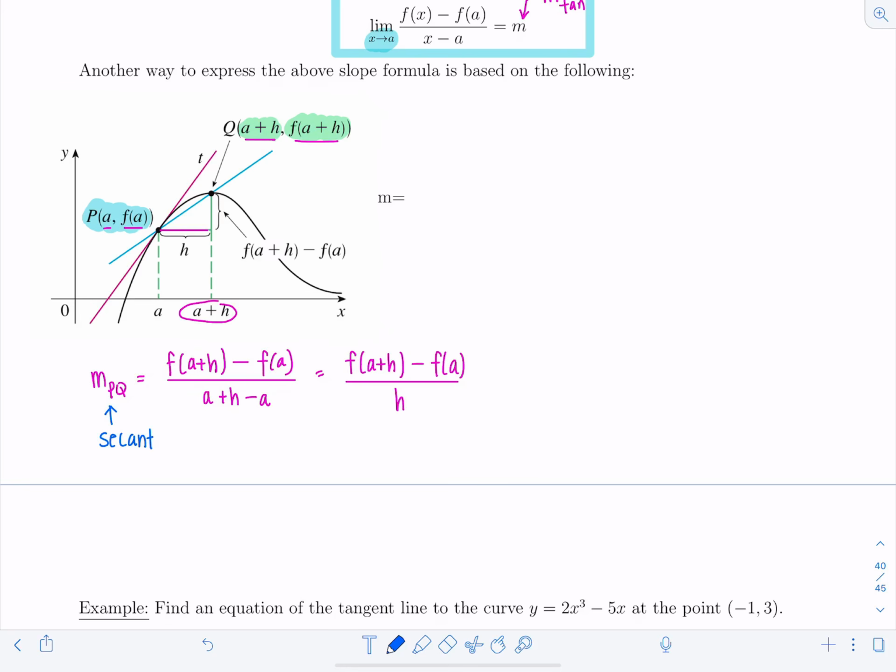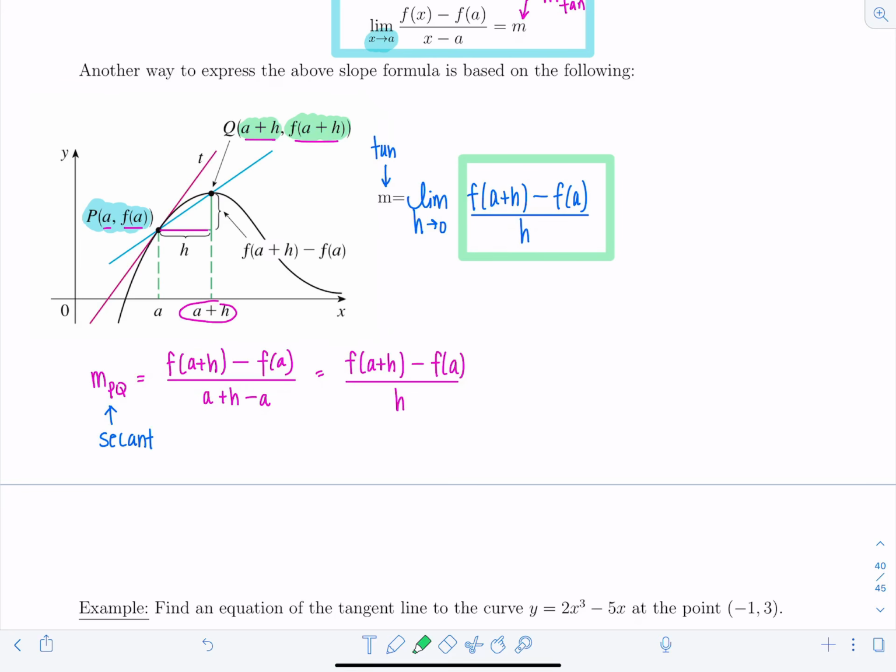How do I get the slope of the tangent line? Well, I need to make that difference between the 2 points, which is given by the distance h, approach 0. So to get the slope of the tangent line, I need to take the limit now as h approaches 0 of f of a plus h minus f of a all over h. Have you seen this expression before, just without the limit portion? You should have at some point in your pre-calculus studies. This is the difference quotient.